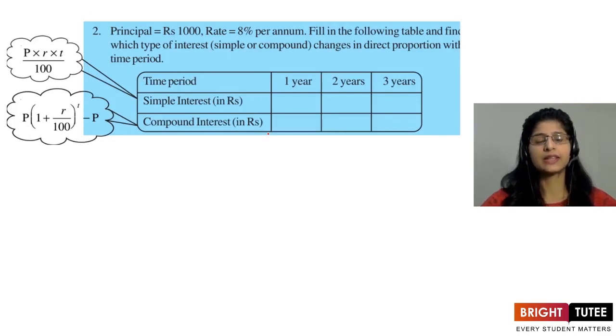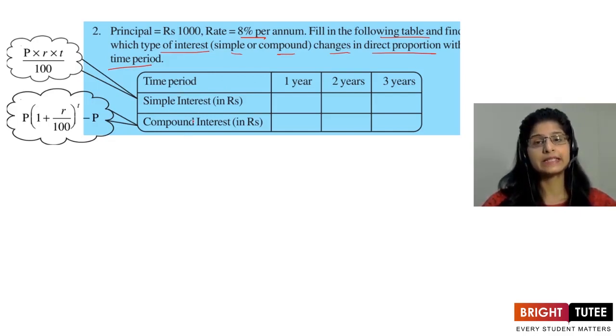Here if you see, there is one very good question. They have given us the value of principal, they have given us the rate, they are asking us to fill the following table and find which type of interest, simple or compound, changes in direct proportion with time period. That means interest and time period should change directly. That means the ratio of time and simple interest should remain the same. Time and compound interest, it should remain the same.